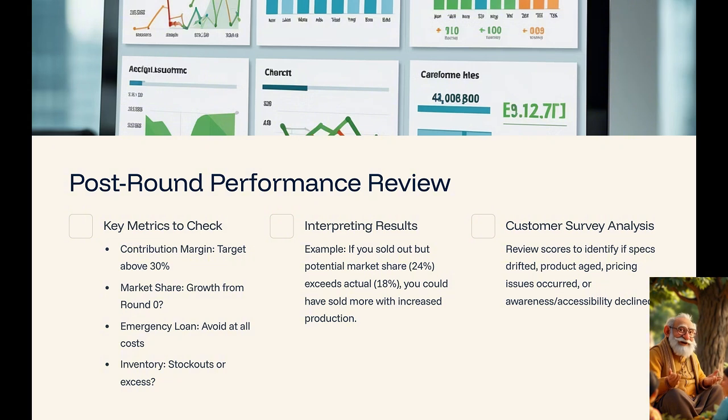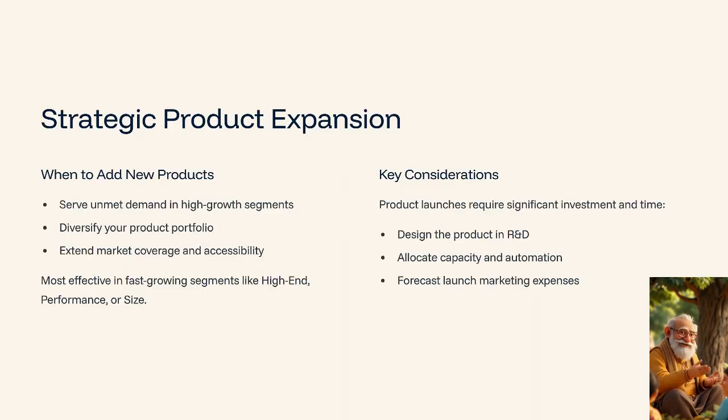Slide: strategic product expansion, when and how to add new products. Now let's talk about new product development. In CapSim, you can introduce new products at any time. This is especially effective in fast-growing segments like high-end, performance, or size. Why add a new product? To serve unmet demand in high-growth segments, to diversify your portfolio, to extend market coverage and accessibility.